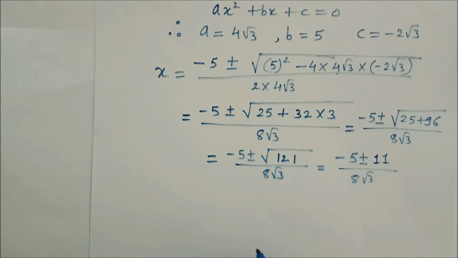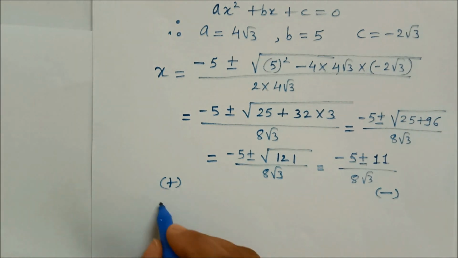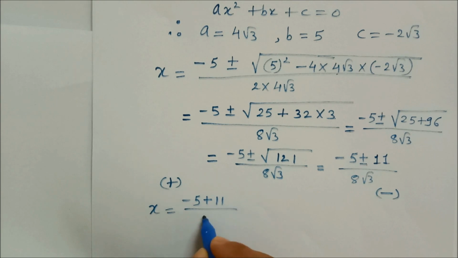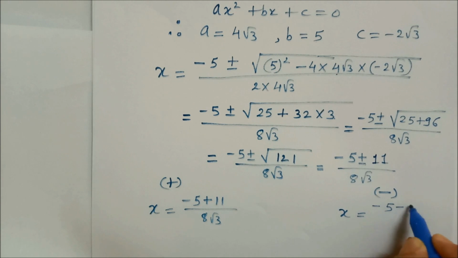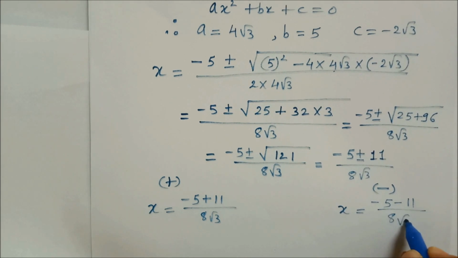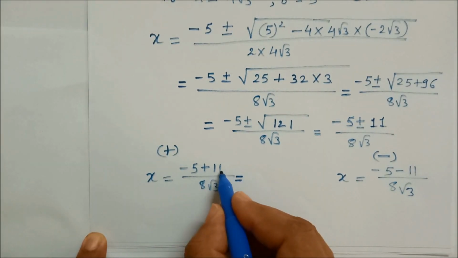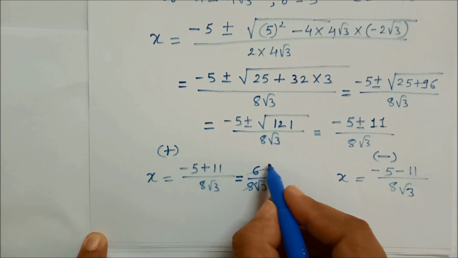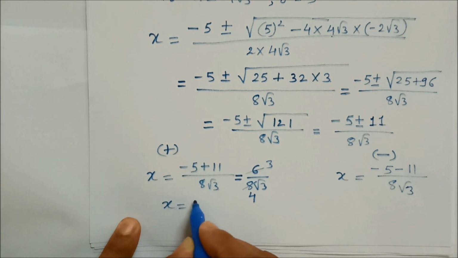Now after that we will simplify for the plus sign and for the minus sign. x is equal to minus 5 plus 11 upon 8 root 3, and x is equal to minus 5 minus 11 upon 8 root 3. This is equal to 11 minus 5, 6 upon 8 root 3. We can cancel it by 2, 2 3s are 6, 2 4s are 8. So here we have x is equal to 3 upon 4 root 3.